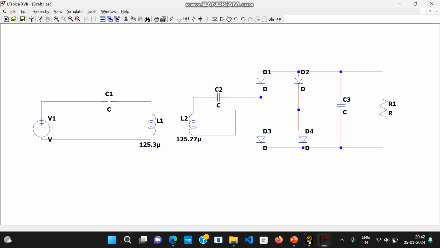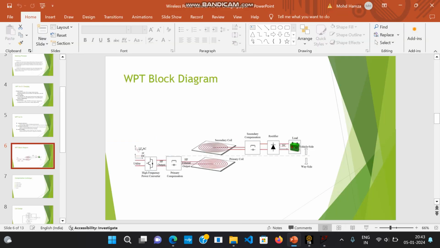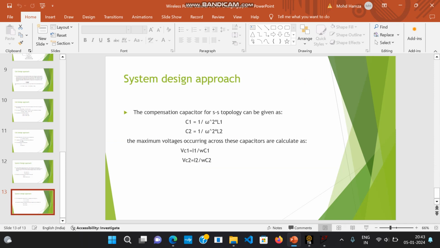Now, in order to match the resonance frequency of both the circuits, you have to specify the values for these capacitors. For that you have a specified formula. So here is the compensation capacitors for series topology. C1, which is the capacitor at the transmitter side, can be calculated using this formula, which is 1 divided by omega square into L1.